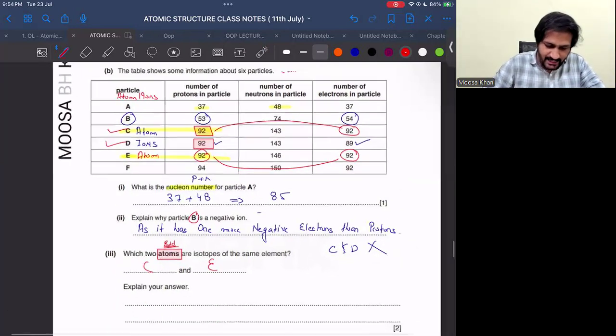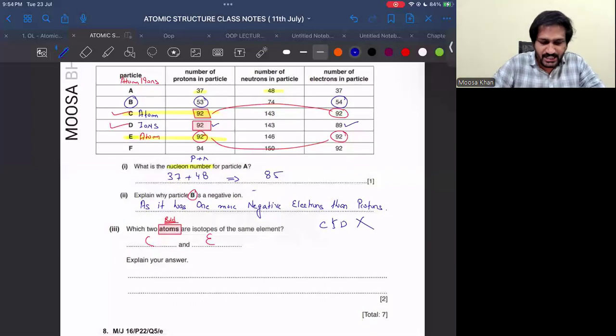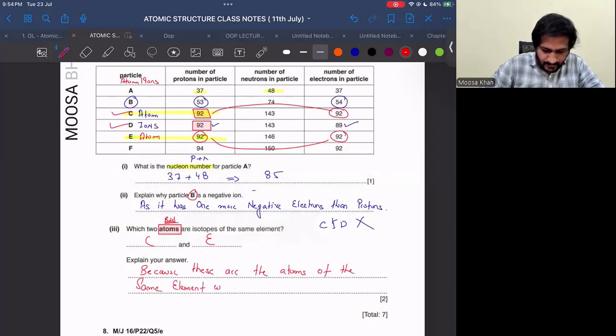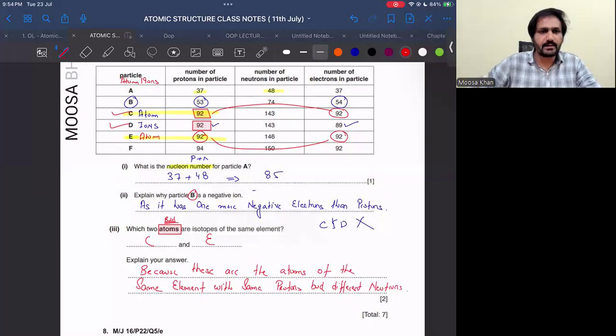And how do you have to explain your answer? You just have to write the definition of isotope, because these are the atoms of the same element with same protons but different neutrons. Okay.